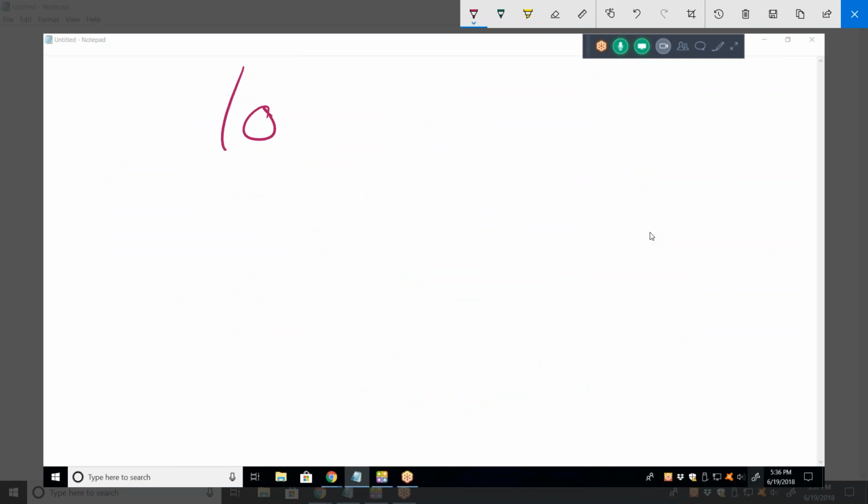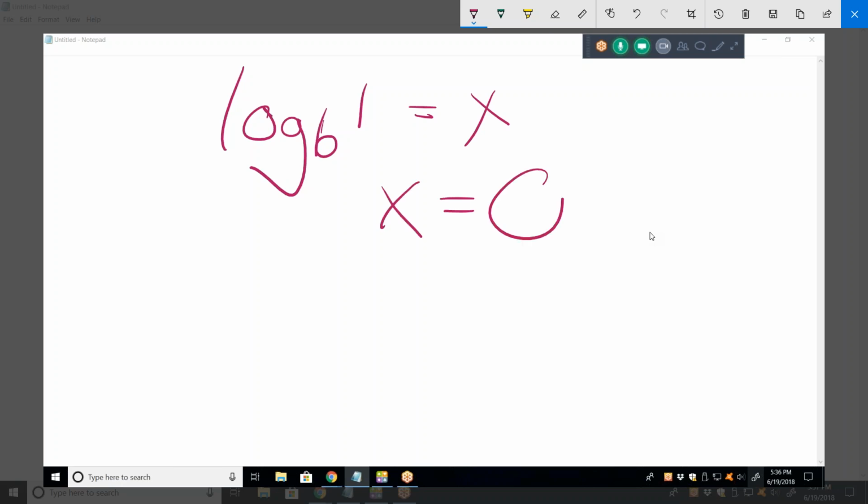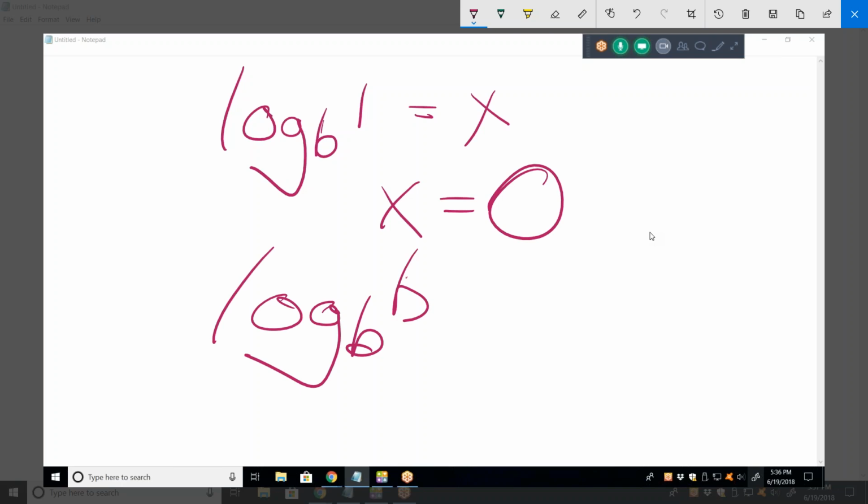Yeah, in other words, if I'd said the log base b of 1 equals x, x has to be 0, no matter what the base is. So that's worth knowing. Another one worth knowing is this. The log base b of b, we'll call that x. Okay? What's x?